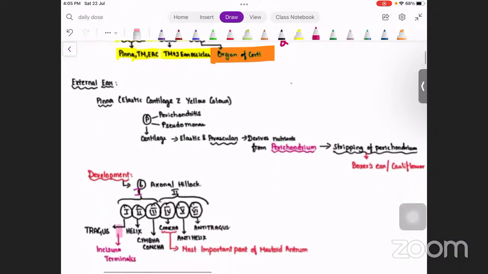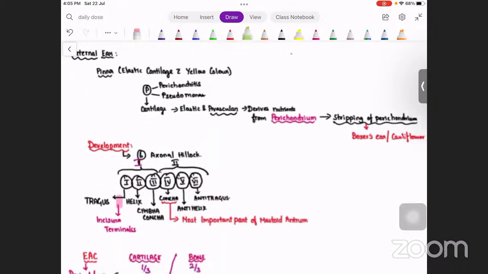Then you have the external ear, pinna, which is elastic cartilage with yellow color. So remember 3P: pinna, perichondritis, and pseudomonas infection. For the external ear, the first area is the outermost area, which is the elastic cartilage with yellow color, the pinna. First P is for pinna, second P is for perichondritis, that is inflammation of your perichondrium, and infection, that is your pseudomonas infection.